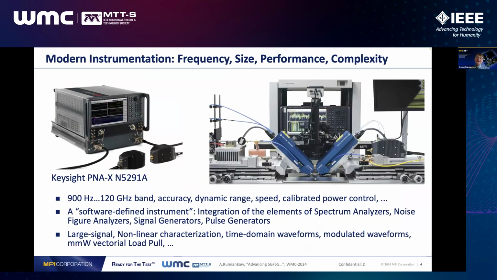This slide gives just one example of what kind of measurements are possible to achieve today using modern vector network analyzers. This is an example of a Keysight PNA-X system with the frequency extenders. Using the system, you can do broadband measurements in the frequency range from 900 hertz up to 120 gigahertz. And with outstanding accuracy, dynamic range of the measurement, speed, calibrated power control, and many other features. We call systems like this software-defined instrumentation.